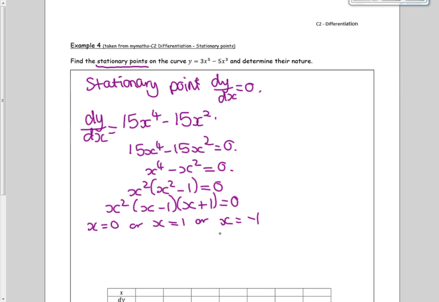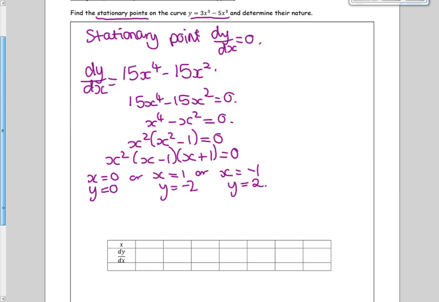So we need to find the y values at each of these points. So if we have 3 lots of 0 to the power of 5 minus 5 lots of 0 to the power of 3, we will have y equals 0. And when we have x equals 1, we'll have 3 minus 5, which gives us a y value of minus 2. And when we have x equals minus 1, we'll have minus 3 plus 5, which would give us y equals 2. So that's just substituting each of the x values into the original equation that we're given at the top there. So we need to find the gradient at either side of these points to determine their nature.